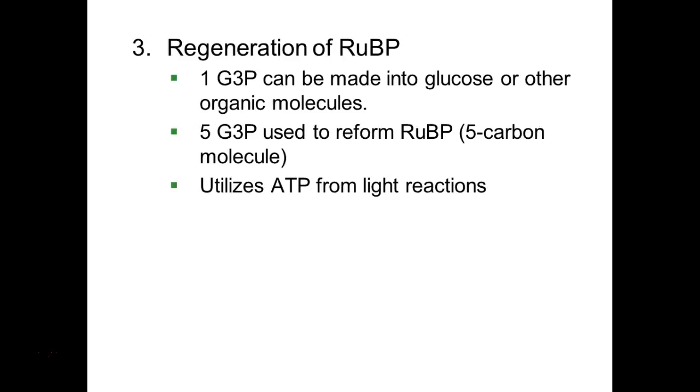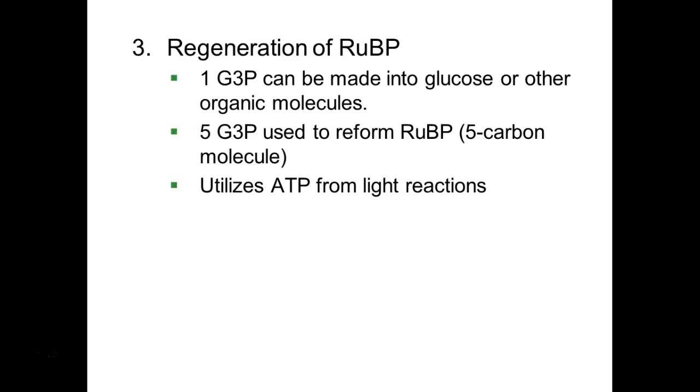At the very end of the cycle, there has to be a regeneration of the molecule that started it all, and that's ribulose bisphosphate. So one of these glyceraldehyde 3-phosphate molecules can be used to make glucose or other organic molecules. 5 of them have to go back to reform RuBP. Remember, RuBP is a 5-carbon molecule.